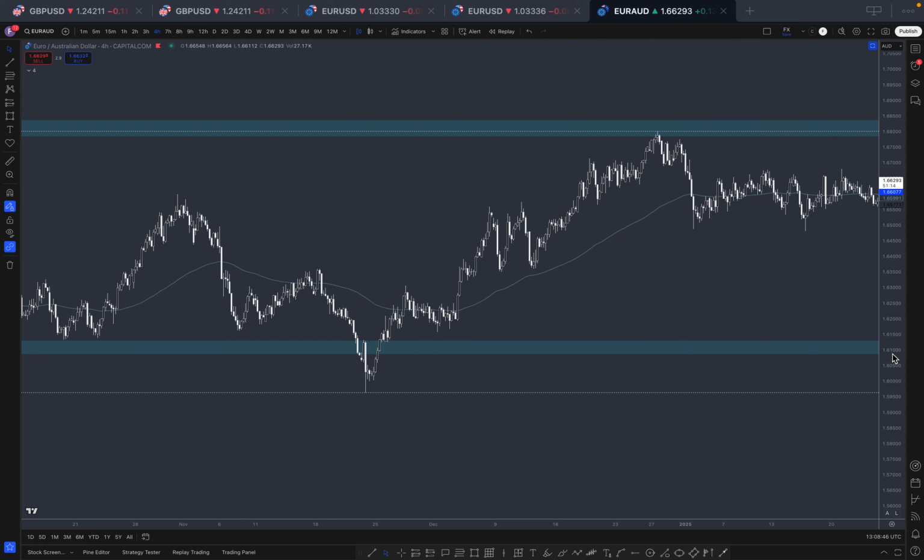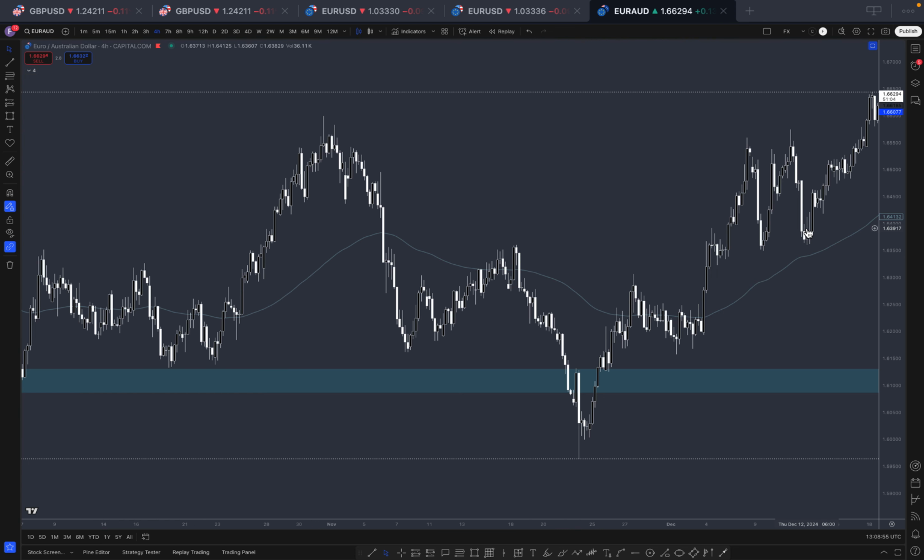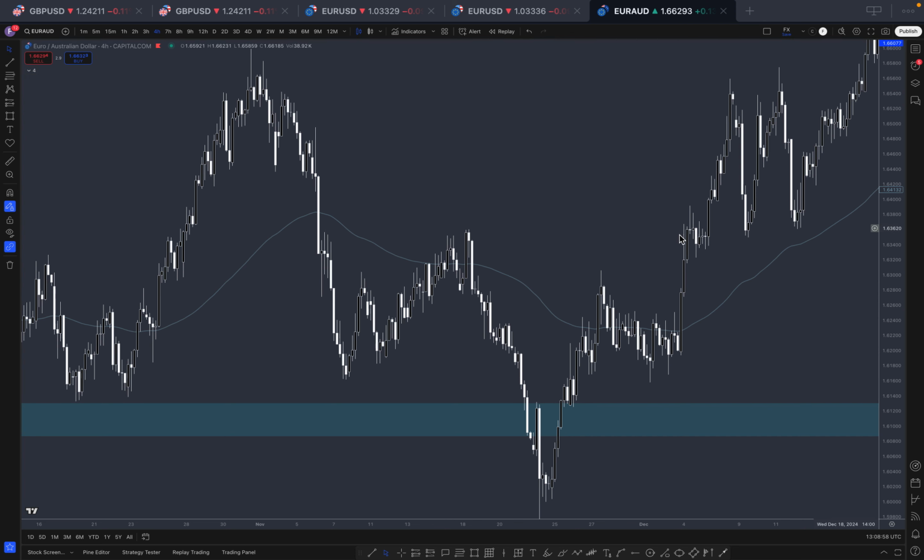Now bear in mind, we don't look for exact SR flips. So for example, it doesn't have to come to this point, it just has to come to thereabouts. I'm pretty sure I showed this in my last video. And yeah, it looks like we would have taken a nice dub here.